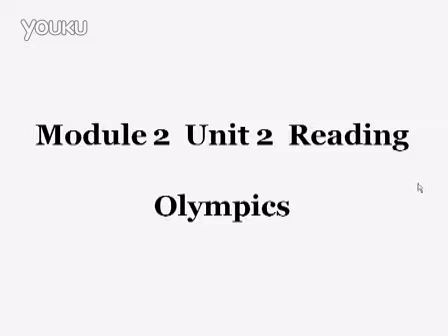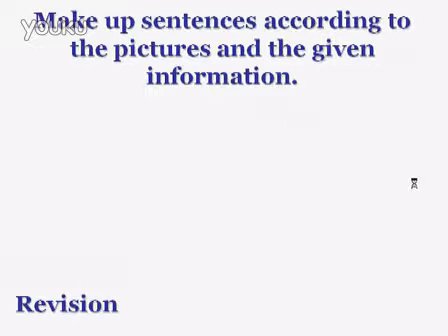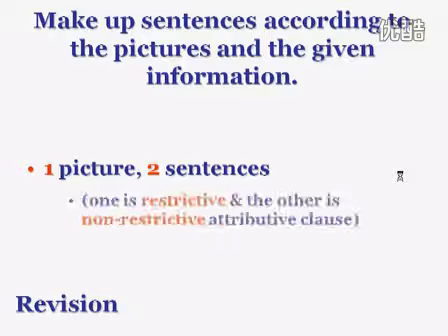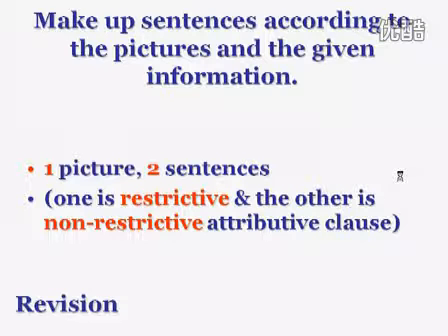Now in this period of class, we are going to learn Unit 2 in Module 2, about the Olympic Games. But before that, we have to do the revision. Last period of class, we said something about the attributive clause. Here, you need to make up some sentences by using the information given in the brackets and also the picture here. Remember, you will be given one picture and use the picture to make up two sentences. One is restrictive and the other is non-restrictive. Okay, now let's have a go.